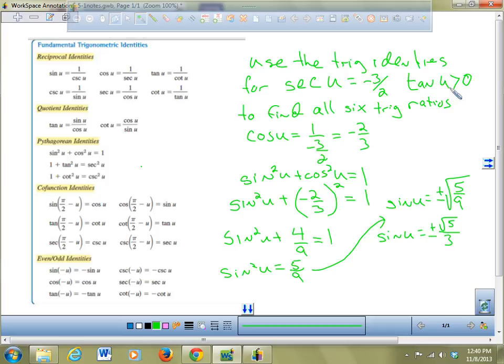But up here it gives you a specific thing. It says tan u is greater than 0. So what does that tell you? Which quadrant am I in? If secant is negative and tangent is positive, which quadrant am I in? The third. Very good.